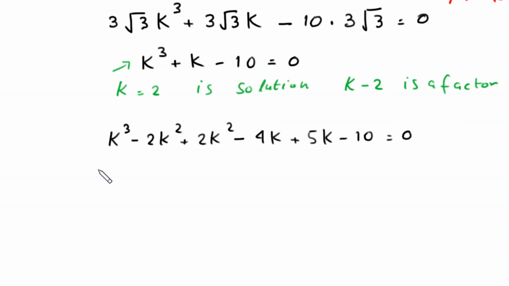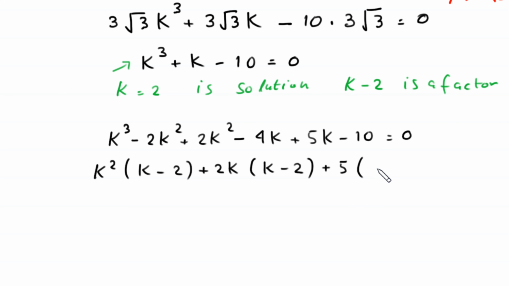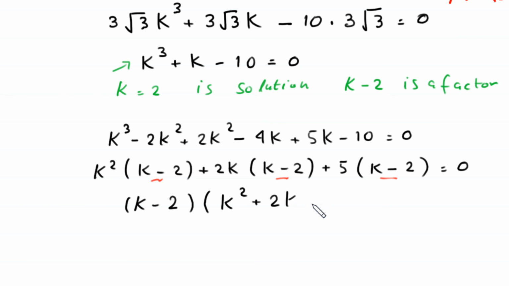From these two terms we can factor out k squared, in bracket k minus 2. From these two terms we can factor out plus 2k, in bracket k minus 2, and from these two terms we can factor out plus 5, in bracket k minus 2, equal to 0. This k minus 2 is a common factor, so we factor it out, and in bracket k squared plus 2k plus 5 equal to 0.